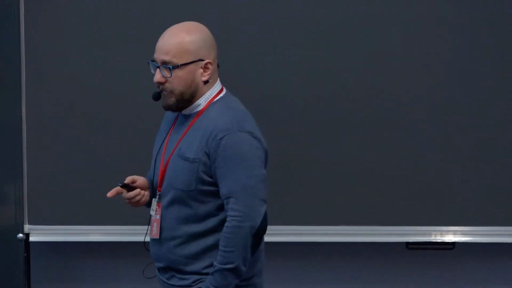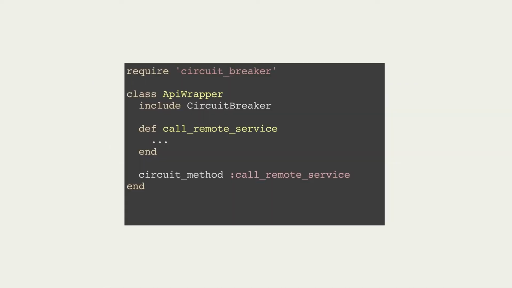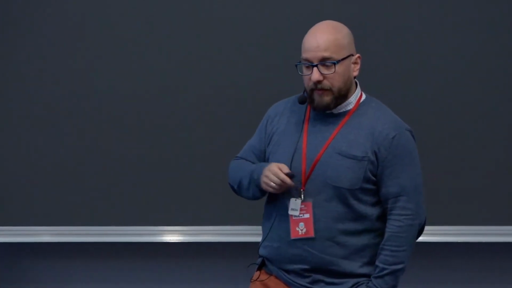There's a really nice barebones library for Ruby called exactly that, circuit breaker. The usage is that simple. You just include the circuit breaker in your wrapper that you probably already have that calls the external service. And it's using some smart metaprogramming behind the scenes to wrap your methods into exception tracking and make them fail fast once it detects failures.